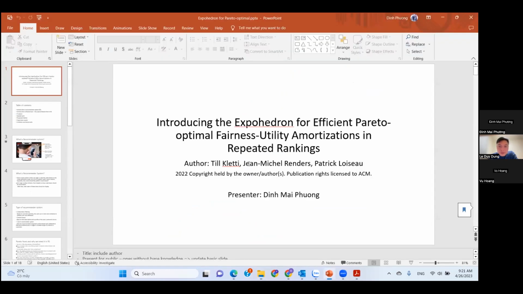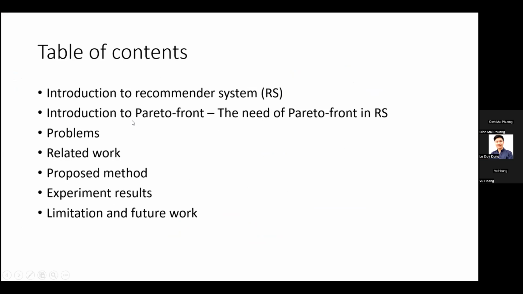Okay. Today I'm going to talk about a new way to produce the Pareto optimal in repeated ranking. For everyone who is not familiar with this theme, I'm going to talk first about the recommender system, and after that the Pareto front and the need for a Pareto front in the recommender system. After that, we are going to the real problem in this paper, what the scientists have done and what the authors have proposed as a new method for the problem, the experimental results, and some limitations and future work.